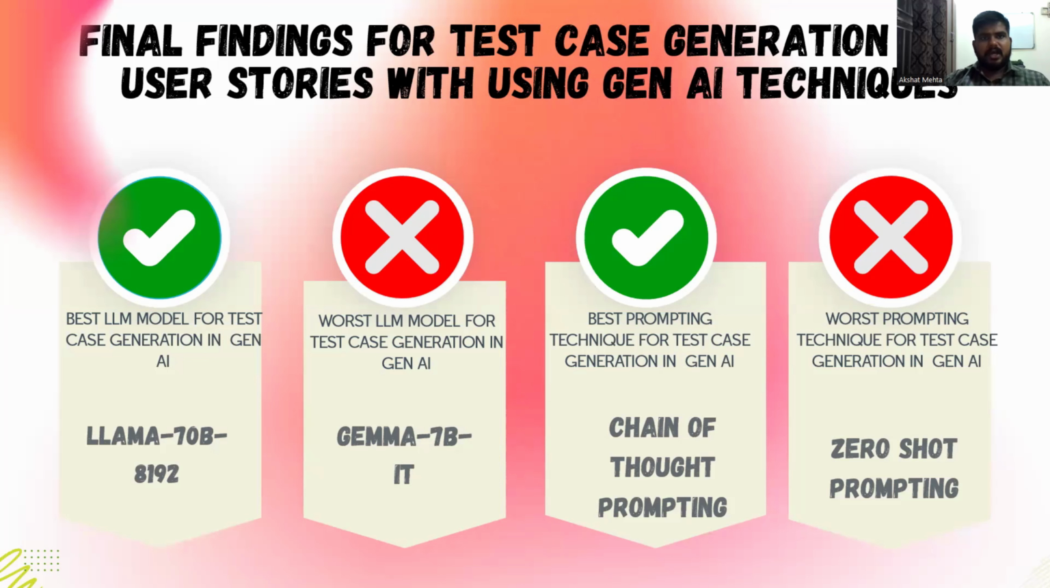Among the prompting techniques, chain of thought prompting proved the most effective, enhancing the model's reasoning abilities and resulting in the highest OPI scores. Conversely, zero-shot prompting was the least effective, often leading to lower accuracy and coverage in detailed test cases. This finding highlights the importance of selecting both the right LLM and the appropriate prompting technique to optimize the test case generation task in the Gen AI field.